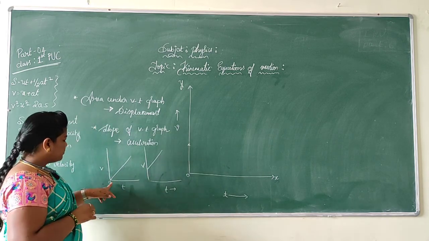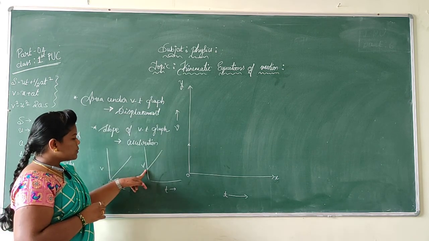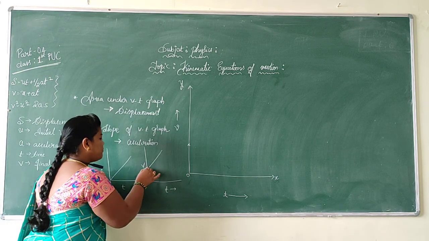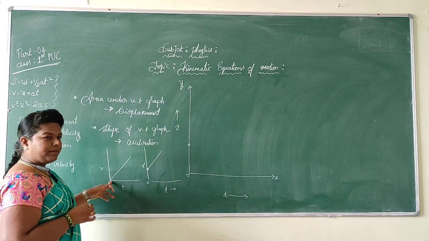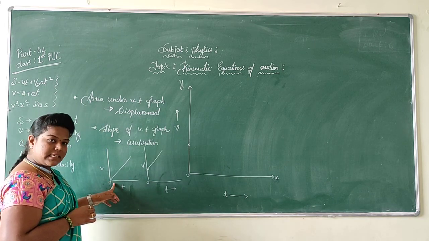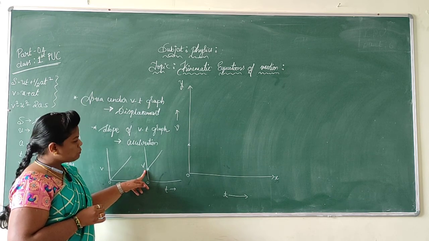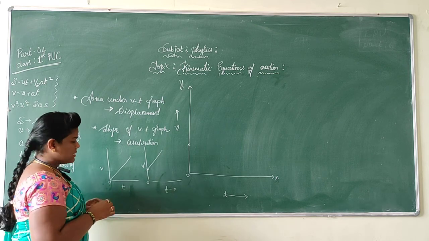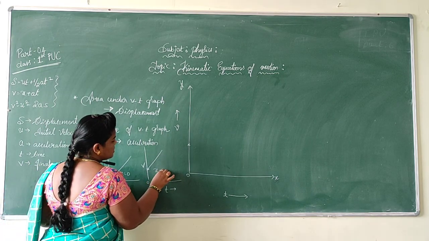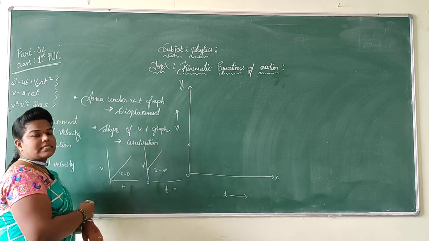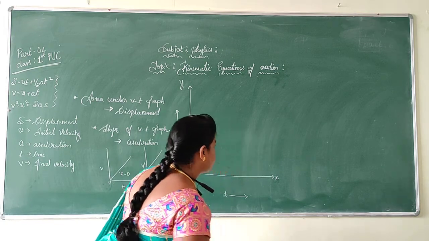It means here the initial velocity is 0, whereas at this point some value is present. If the object starts from here, the initial velocity is 0. If it starts like this, the object is moving with some initial velocity. Here u equals 0, and here the initial velocity is present. The similar thing I am using here to explain.